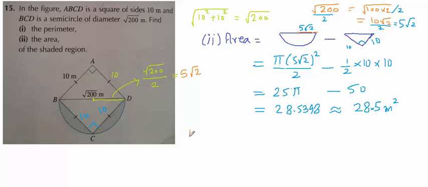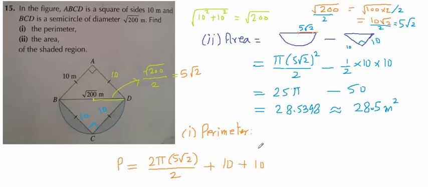So part 1 of the question, perimeter. Perimeter is equal to 2 pi r, where r is 5 root 2, divided by 2 because it's a semicircle, plus this length BC and this length CD. BC is 10 and CD is also 10. So this is CD, this is BC, and this is the BCD semicircle. So these are the three lengths.